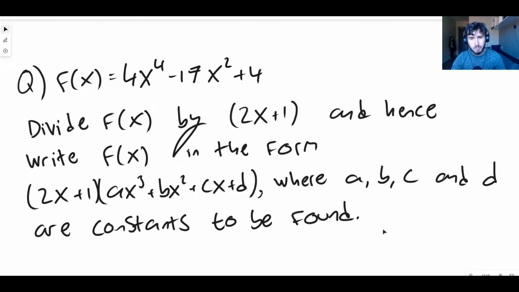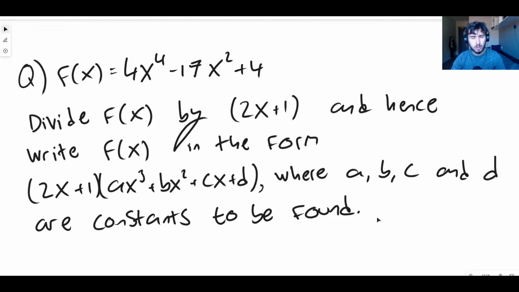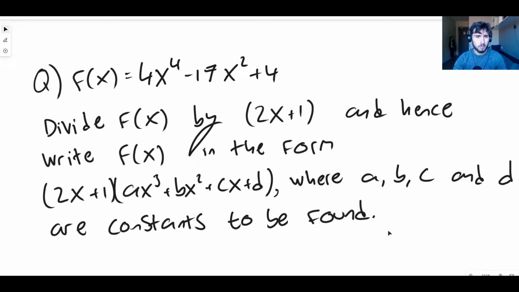Okay. Why is this harder? Primarily two reasons. Obviously, it's a long-winded question, very exam question-esque. But even if you don't count that, there's two reasons. First of all, there's a 2x plus 1 instead of just an x plus 1 or an x plus whatever. It's a 2x. So we need to watch out for that. That's one reason. The second reason you might not notice is the fact that we've got 4x to the 4 minus 17x squared.